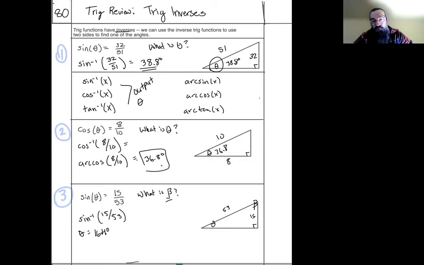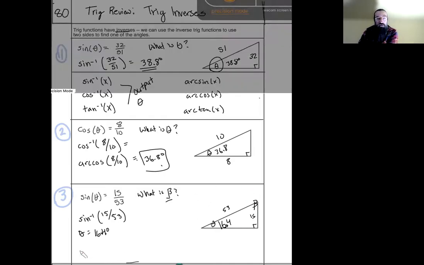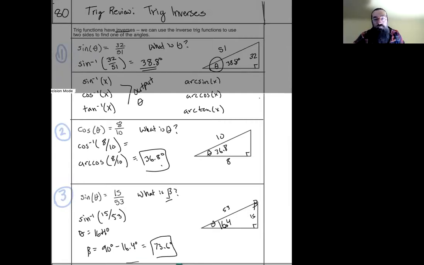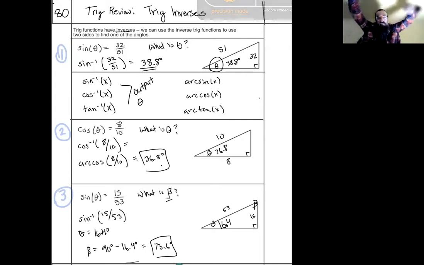So what do we do now? Well, we know that theta is 16.4. We know that that is 90. And so we can calculate beta. Really, we can just do 90. Beta is 90 degrees minus 16.4 degrees. And that's going to tell us the angle that we want. So there it is. We've got our beta.